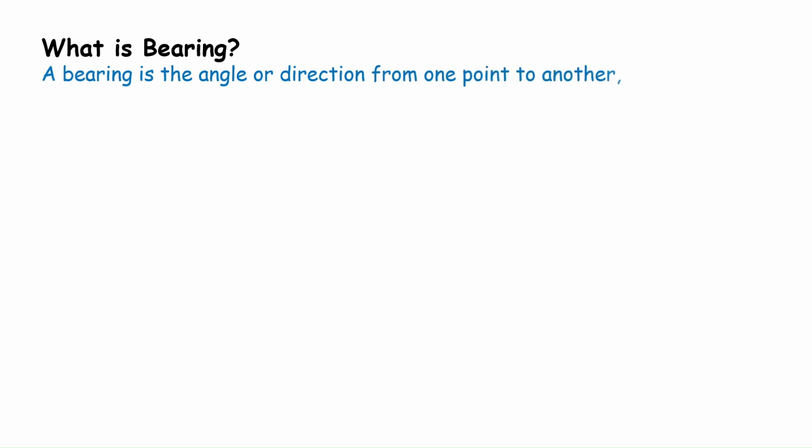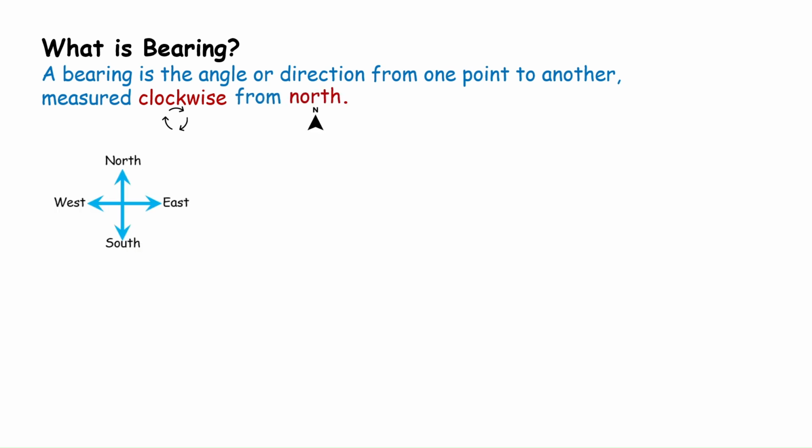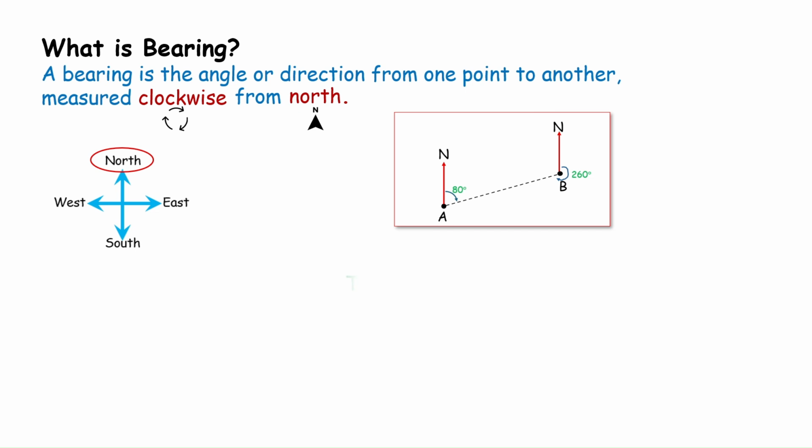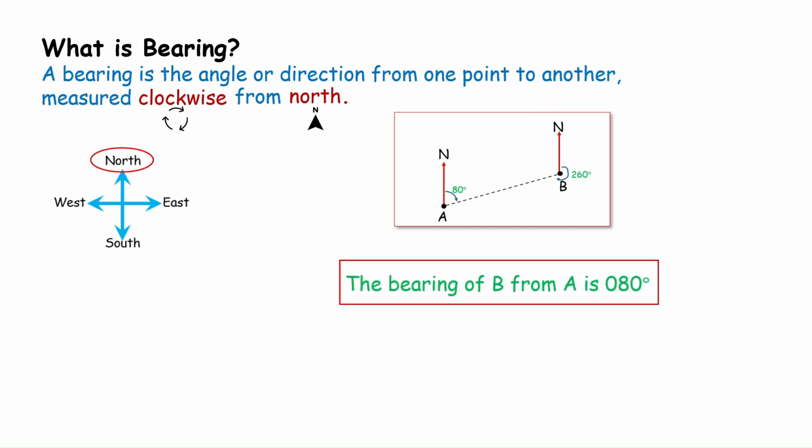So what is bearing? Bearing is the angle or direction from one point to another, measured clockwise from north. So here is the star of direction. In this lesson, I do care about north, which is always at the top of the page. Here are 2 points A and B. The bearing of B from A is 080, while the bearing of A from B is 260.